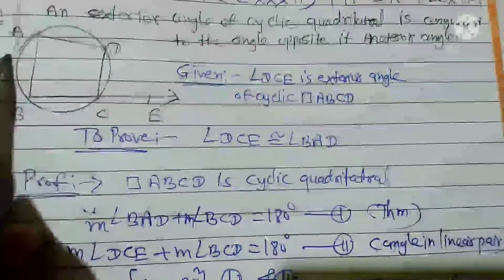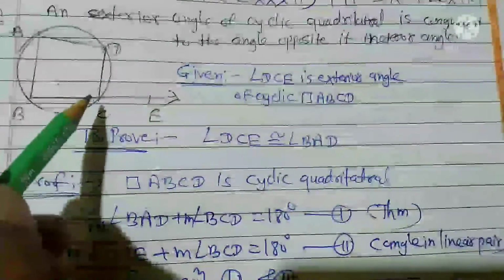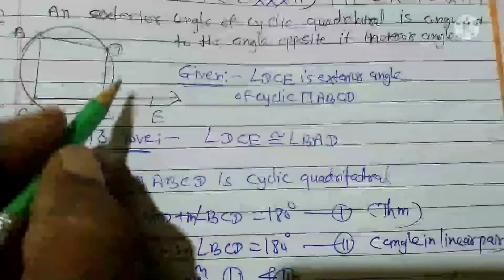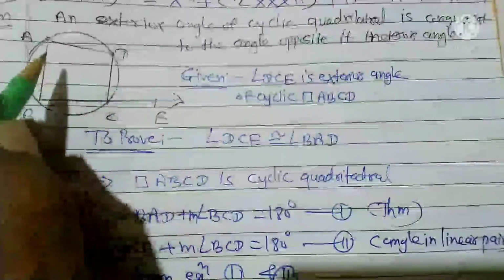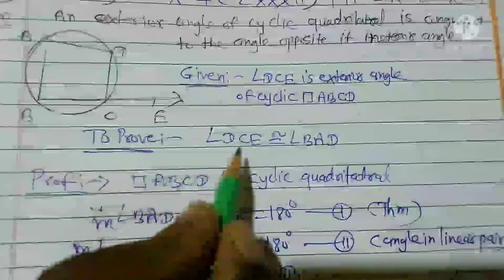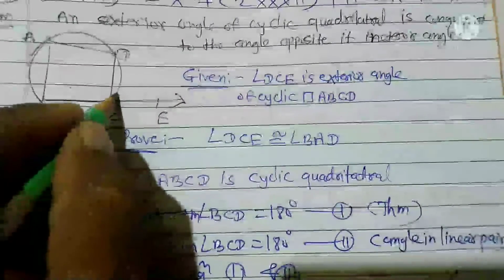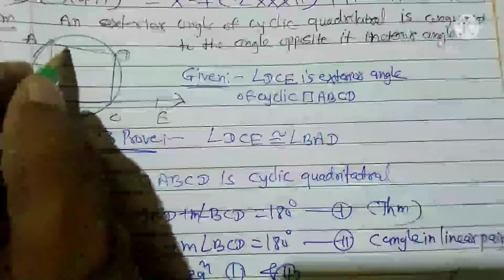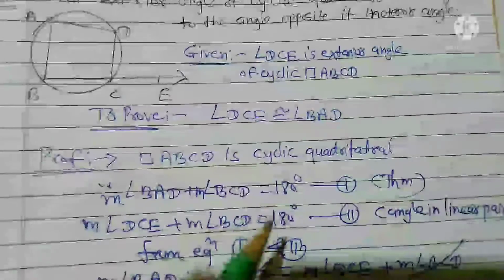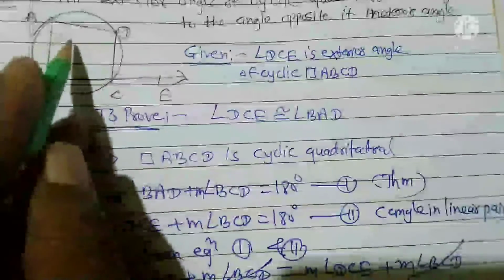Given: in this diagram, quadrilateral ABCD is a cyclic quadrilateral. So angle DCE is the exterior angle of cyclic quadrilateral ABCD. This is given. To prove: angle DCE is congruent to angle BAD. Proof: quadrilateral ABCD is a cyclic quadrilateral, so opposite angles of a cyclic quadrilateral are supplementary.